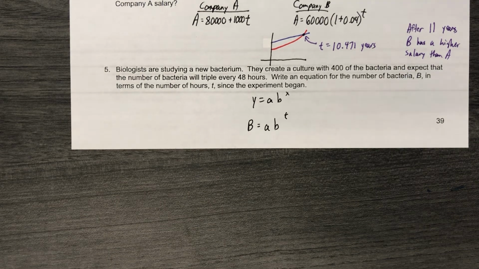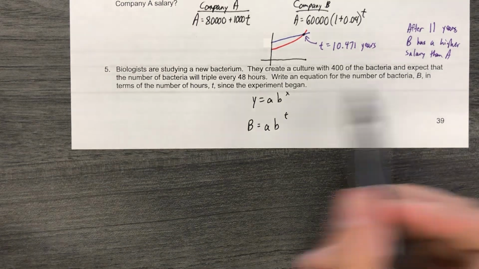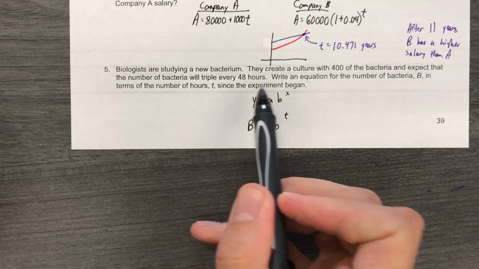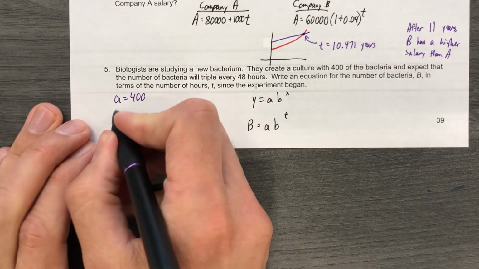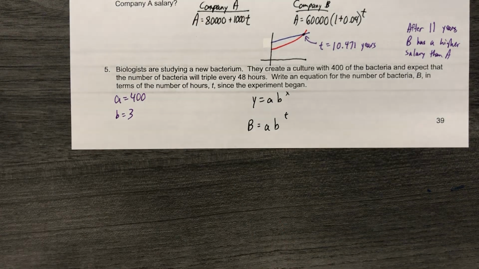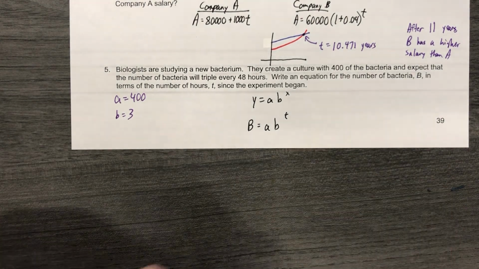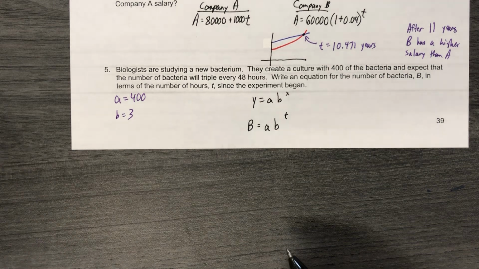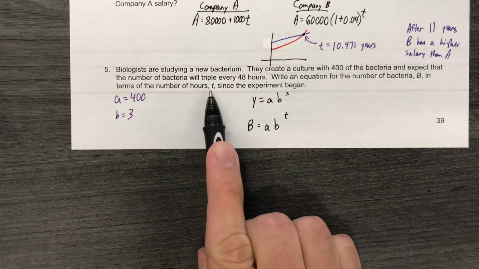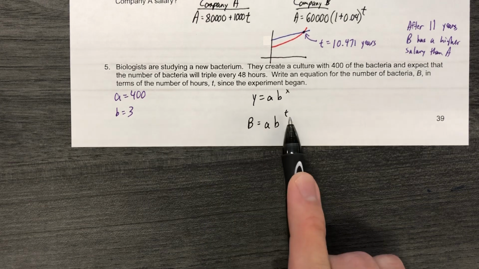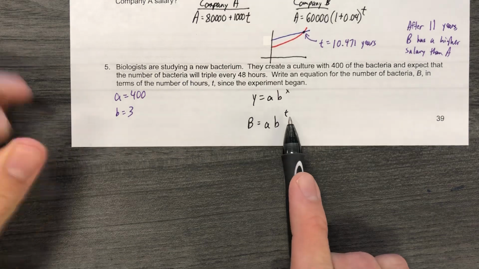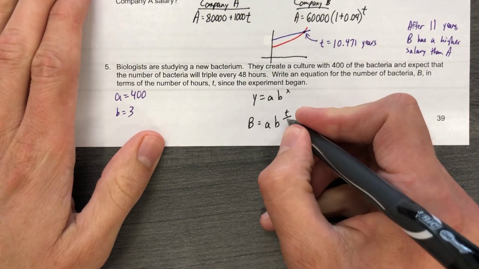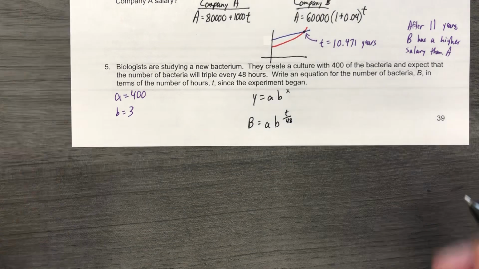Now, we create a culture with 400 of the bacteria and expect that the number of bacteria will triple every 48 hours. So that means over here on the side, we started with 400 and it's going to triple every 48 hours. That does not mean T is equal to 48. What it does mean is if we only have 1 hour, then we've not passed the threshold of one entire time period. The exponent in this case doesn't just represent time, it represents number of time periods, so we have to divide it by 48 to make it work.